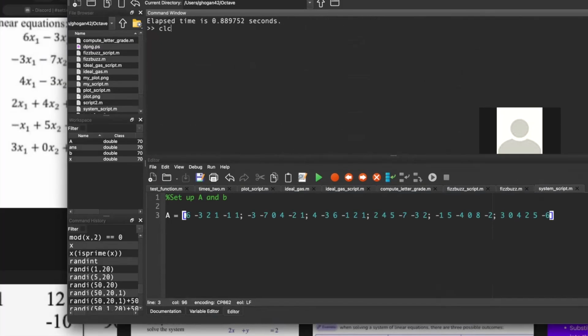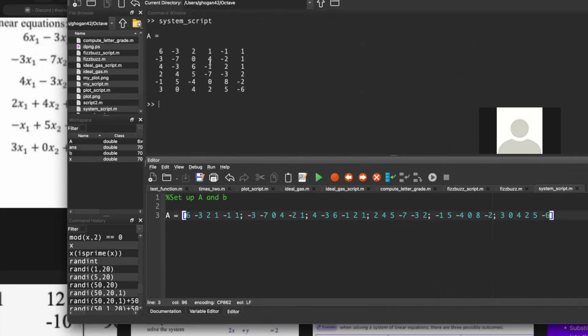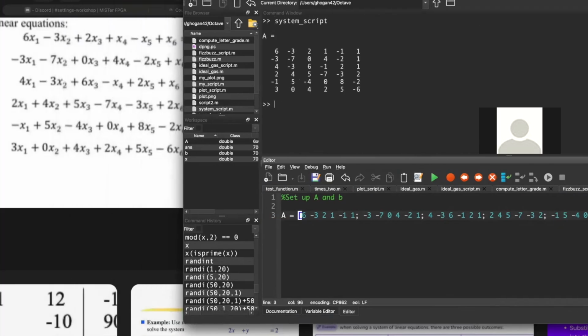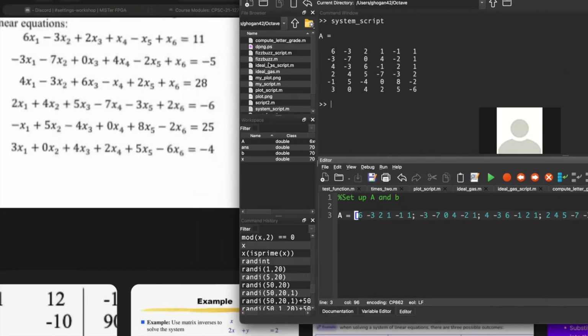All right. So if I run my script, I can hit the play button and we can see our A there. And if we made a typo, we can fix it. So you can double check 6, -3, 2, 1, -1, 1, just matching it up with the top row. -3, -7, 0, 4, -2, 1. You can just go through and make sure it's right. That's the advantage of using a script, to make sure that you've got it right.